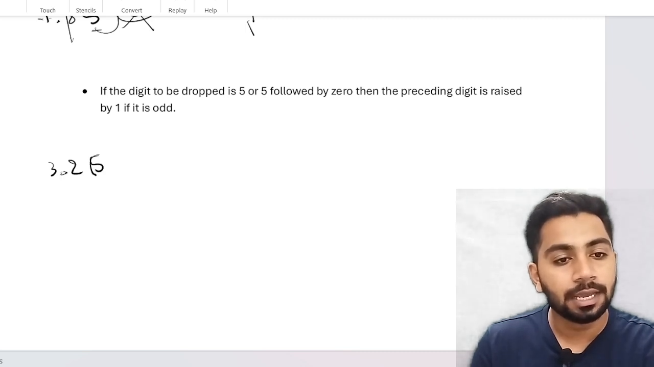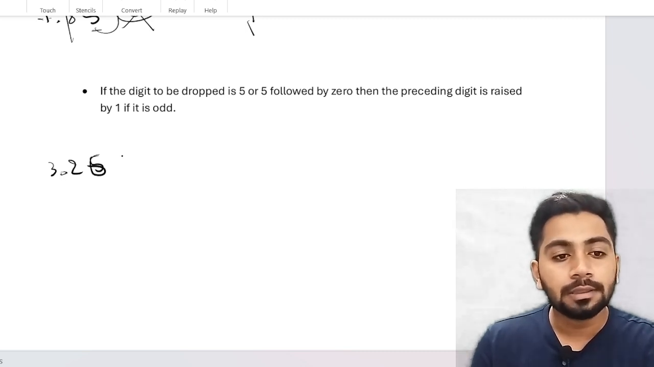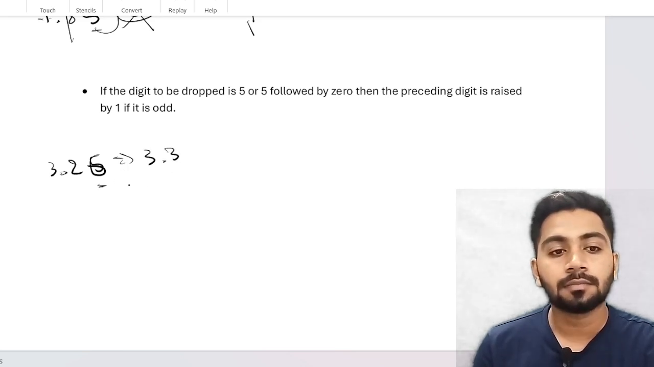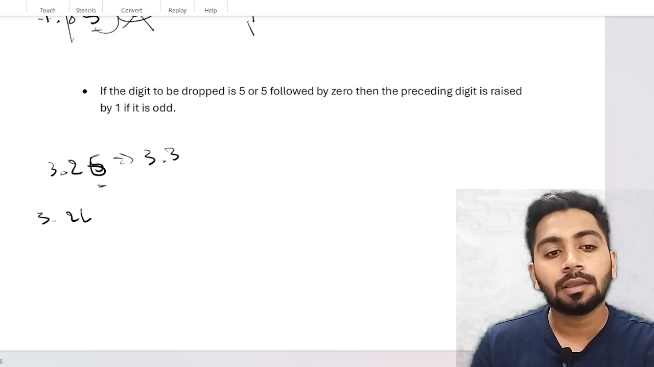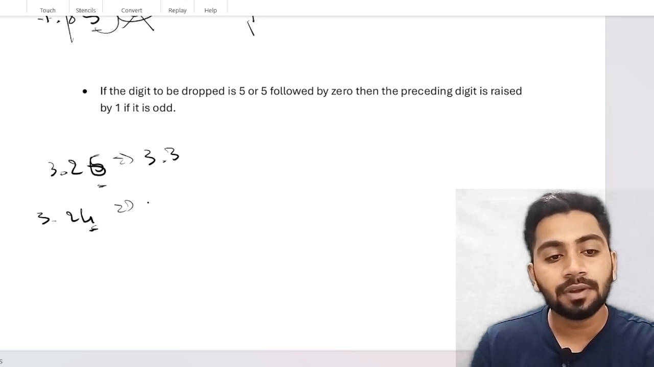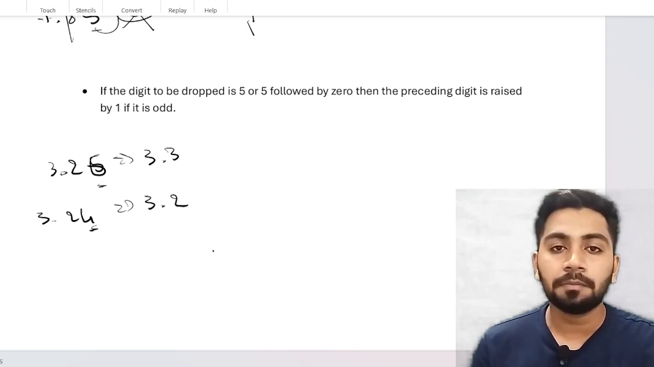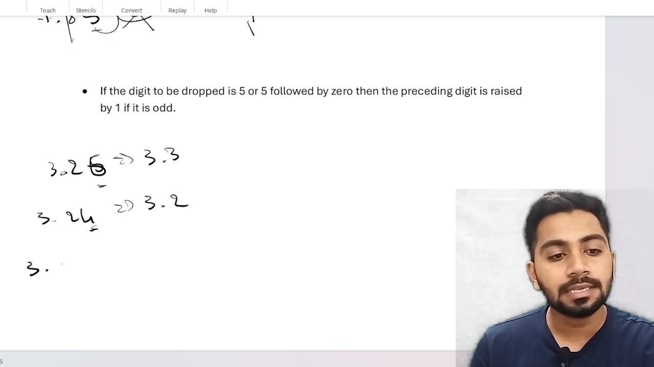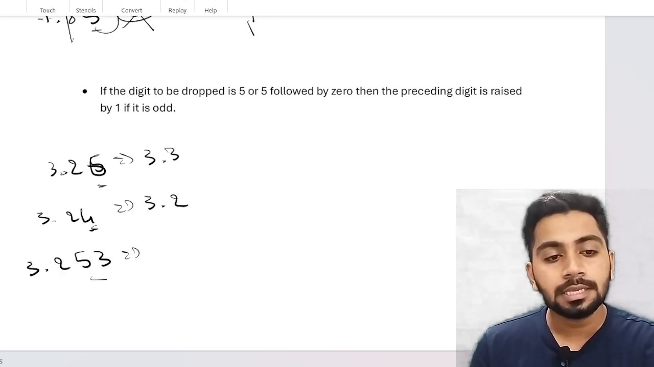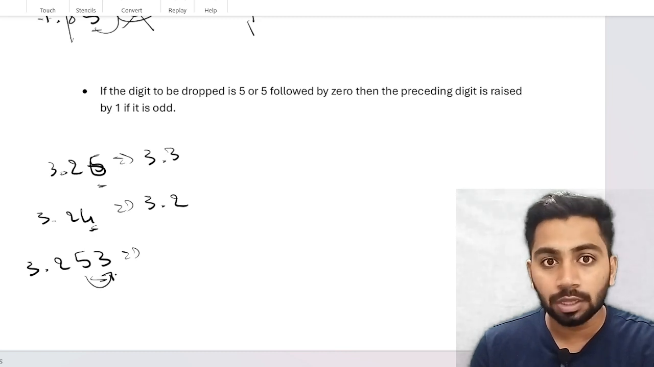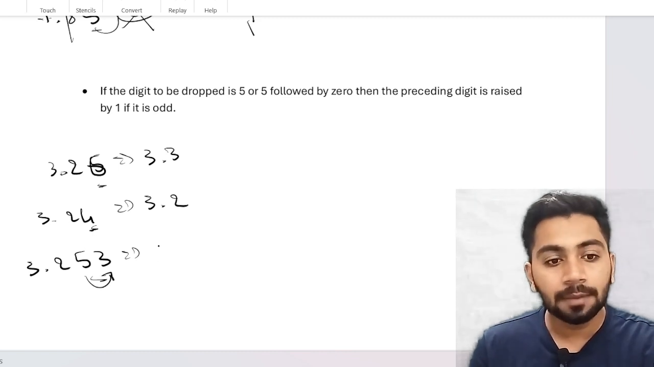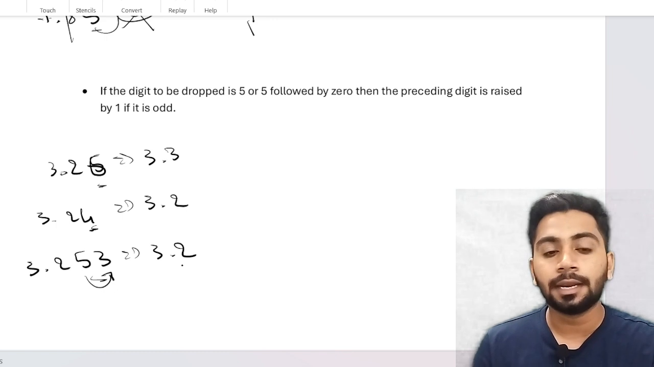Before this, I will take here six. Now, this 6 is greater than 5, you will write like this. Now, if it is less than 5, you will write it as same. Now, if it is 2.5, let's say 3, this number after is greater than 0, that time you will increase by 1.